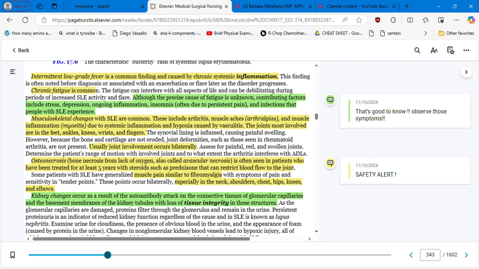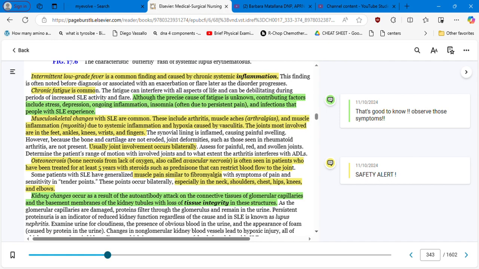Some people develop this type of rash when they have acne, severe acne in the face, but the differential is the sun exposure, after sun exposure, okay? Also pay attention to intermittent low-grade fever is a common finding and caused by chronic systemic inflammation. Chronic fatigue is common, although the precise cause of fatigue is unknown. Contributing factors include stress, depression, ongoing inflammation, insomnia, often due to persistent pain and infection that people with SLE experience.